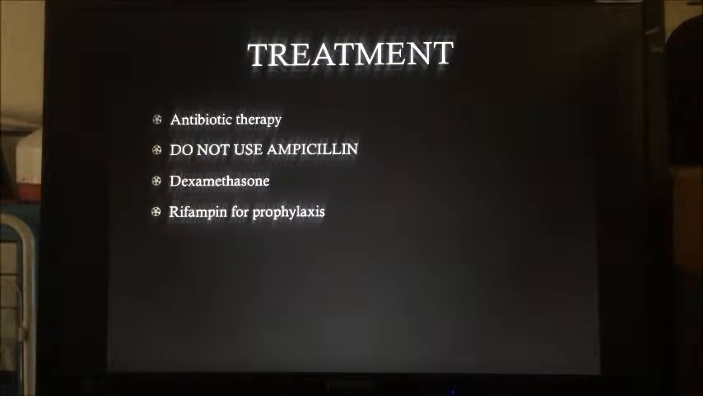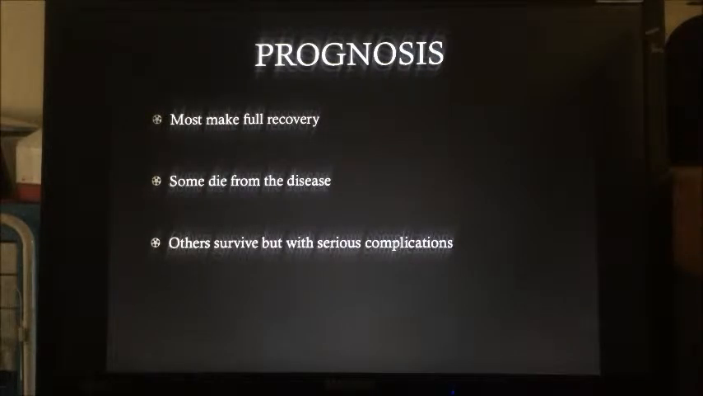Up to 20% have permanent hearing loss or other long-term neurological issues. Older adults, due to their decreased immune system, have a higher fatality rate.